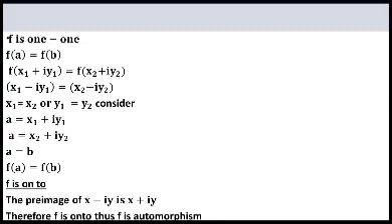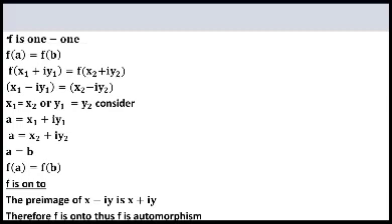a is equal to x1 plus i y1 can be written as a is equal to x2 plus i y2, because x1 is equal to x2 and y1 is equal to y2. Therefore, a is equal to b. f of a is equal to f of b. Now we proved f is 1-1.